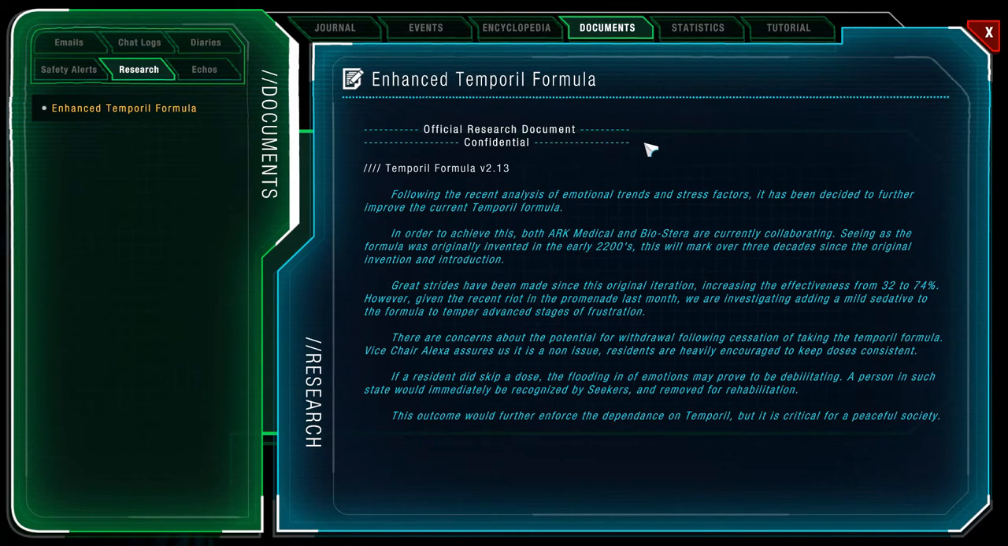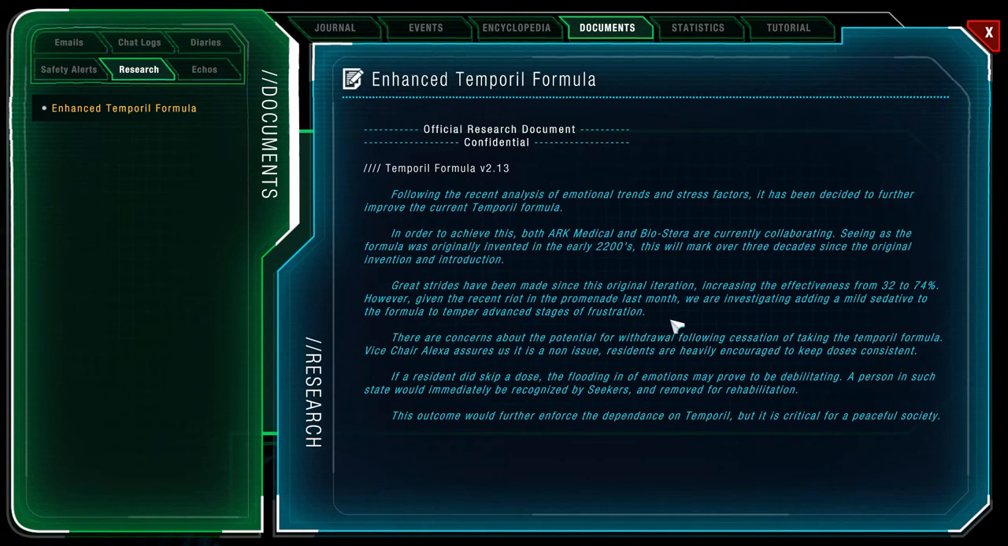Following the recent analysis of emotional trends and stress factors, it has been decided to further improve the current temporal formula. In order to achieve this, both ARC Medical and Biostera are currently collaborating. Seeing as the formula was originally invented in the early 2200s, this will mark over three decades since the original invention and introduction. That's nice. This is what I really like. It's show, don't say. So we're now in like the 2230s, maybe? A little bit later, because it's early 2200s.